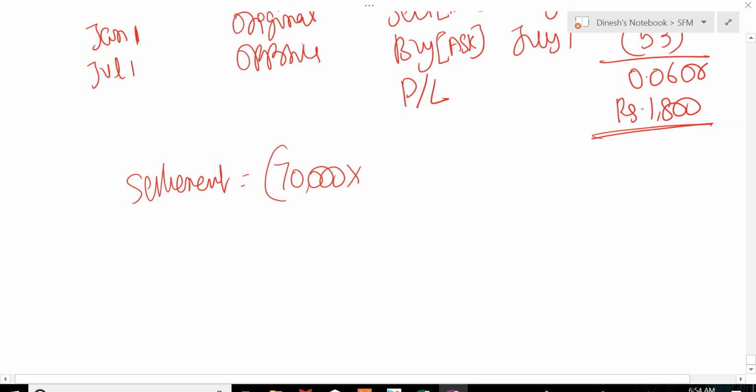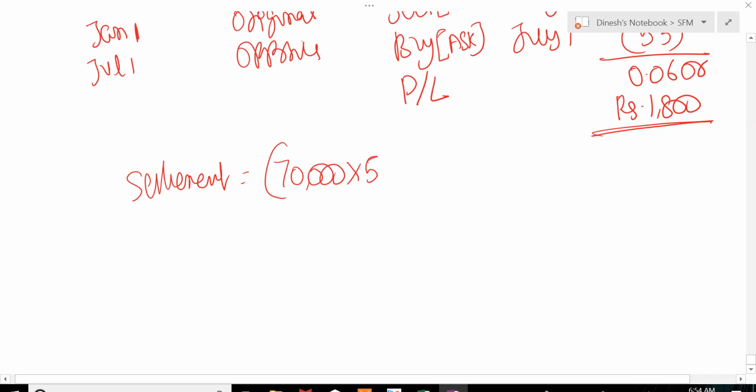The originally contracted rate, 53.06 plus the gain. This is what the bank will give me. I will give the bank $70,000. Settlement, in bracket, you can put it as receipt. I'll receive 70,000 into 53.06.